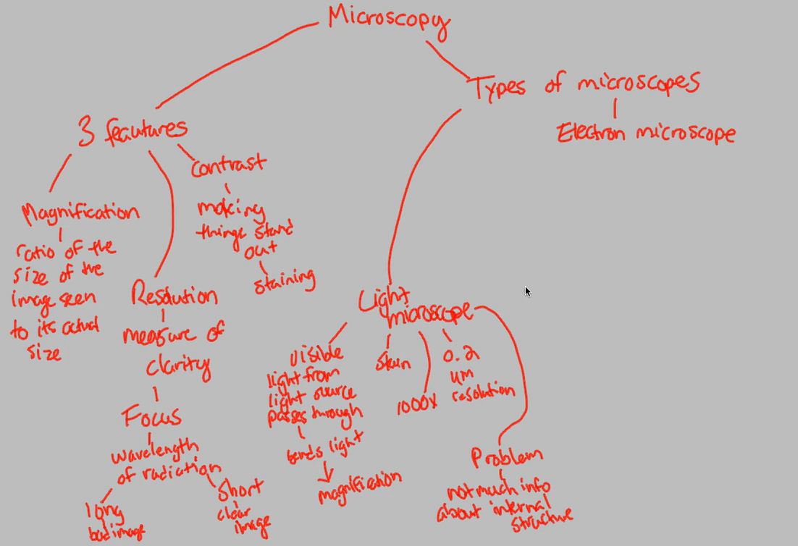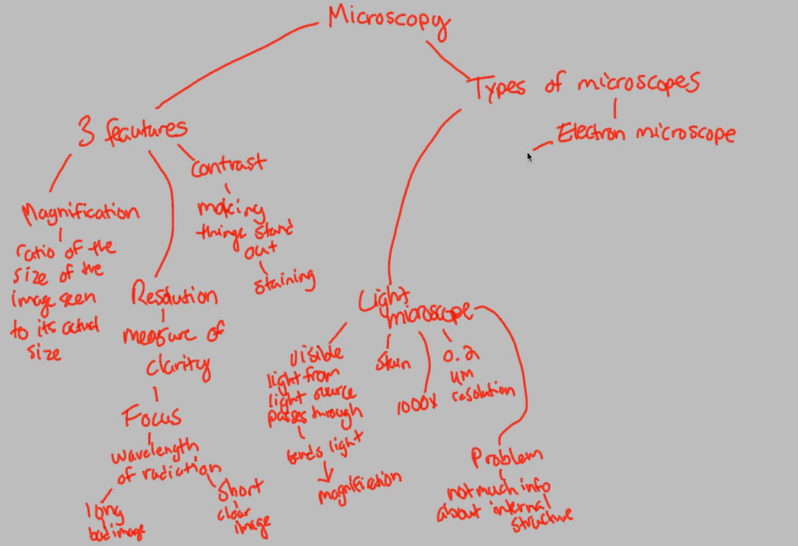Why is this relevant to cell structure? Well, we can see cells with light microscopes, but we cannot see the inside of cells with a light microscope. It's simply not strong enough. What is strong enough? Electron microscopes. Electron microscopes are very strong types of microscopes that help us see internal structures.